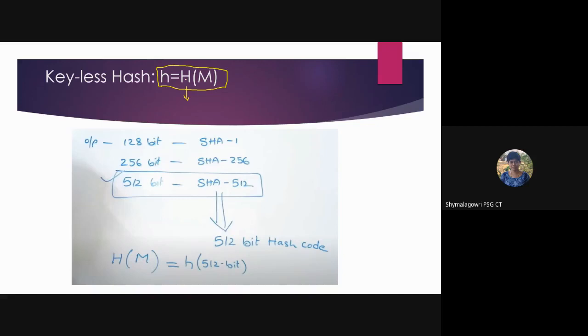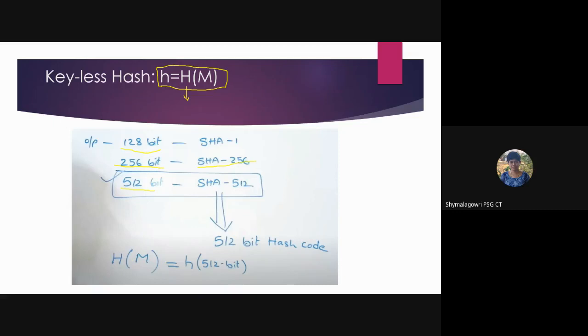In hash, we use hashing techniques to achieve the security service of integrity. And hash is a one-way function. It is computationally infeasible to get back the message from the output hash. The SHA naming standard is based on the output bits generated. If the output small h is going to be 128 bits, it is known as SHA-1. If it is going to be 256 bits, it is known as SHA-256. And if the output is going to be 512 bits, it is known as SHA-512. So the output of 512 bits is called your hash code.